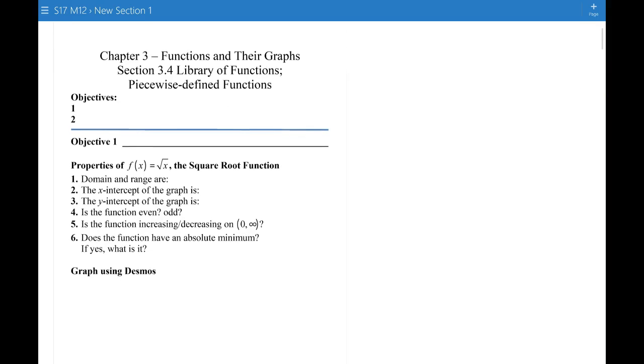So still in chapter 3 with functions and their graphs. We're in section 3.4 now, which is your library of functions that you need to just know, and then piecewise defined functions, which can be kind of challenging. So give yourself time to work on this one.